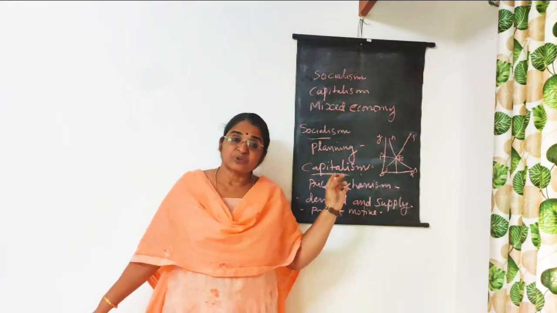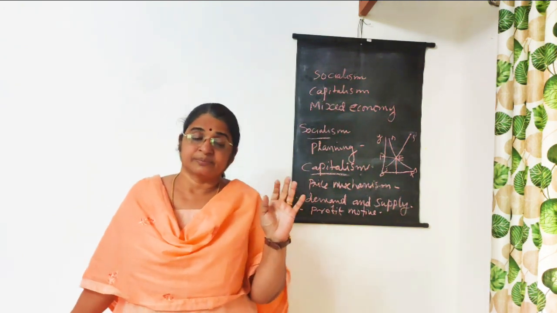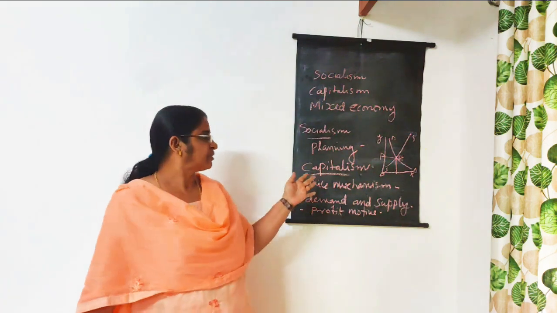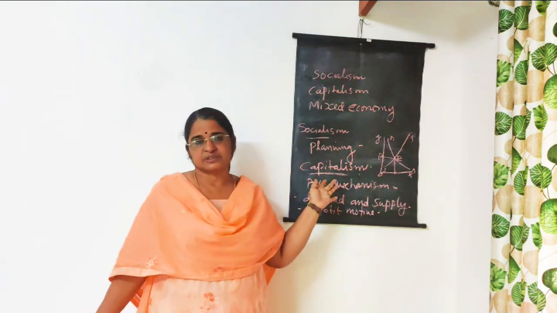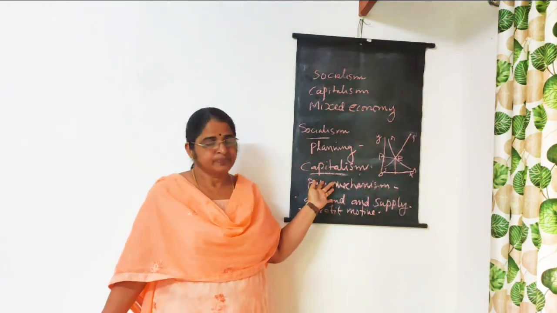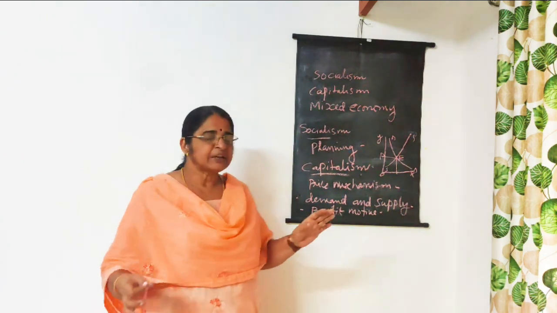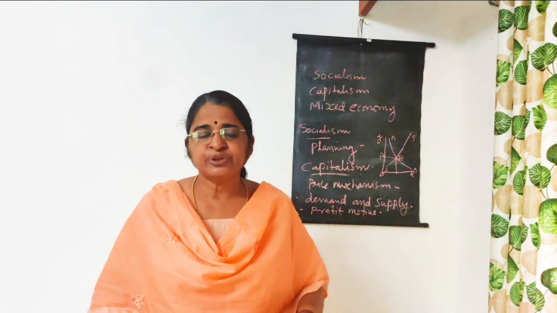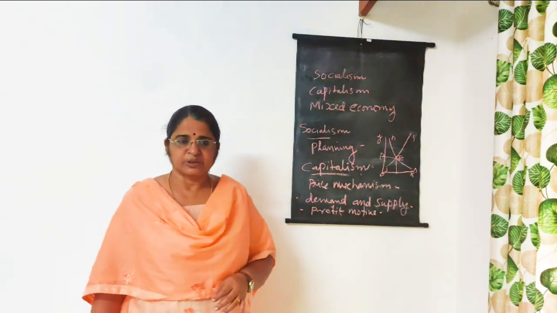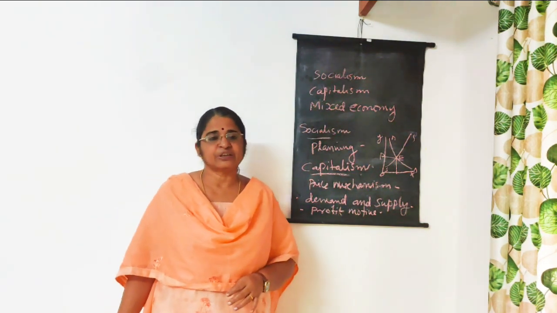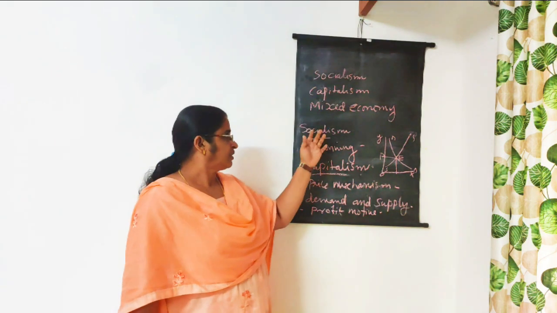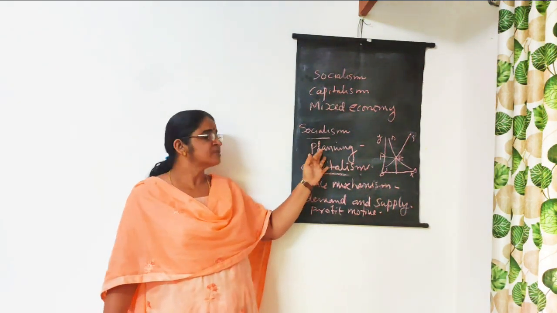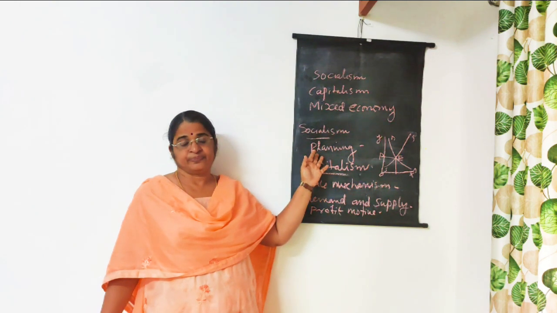Capitalism is otherwise known as market mechanism, market economy. Market economy എന്നും കൂടി ക്യാപിറ്റലിസത്തിന് നമ്മൾ പറയുന്നു. ഇനി ഇതിന്റെ രണ്ടിന്റെയും കൂടി നല്ല ഗുണങ്ങൾ കൂട്ടിച്ചേർത്ത് പുതിയൊരു ഇക്കണോമിക് സിസ്റ്റം ഉണ്ട്. അതാണ് മിക്സഡ് ഇക്കോണമി. The example for socialist country is Russia.